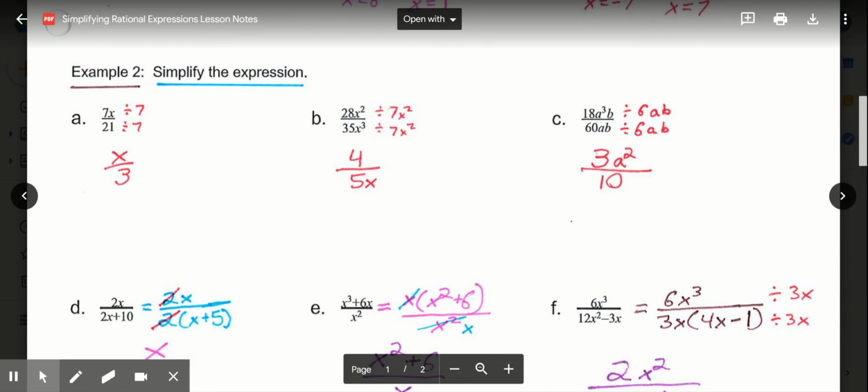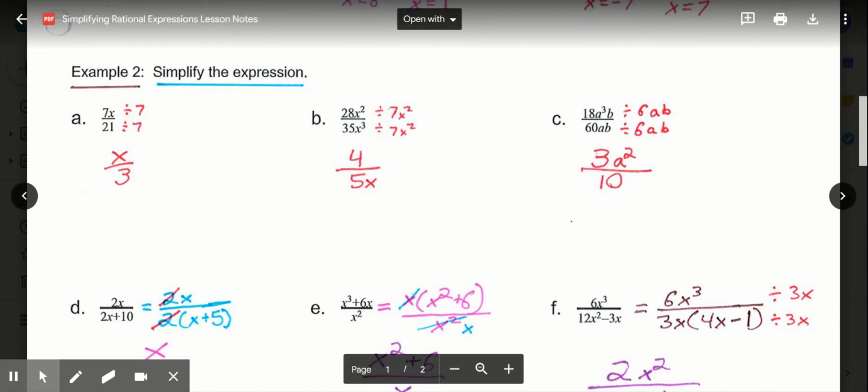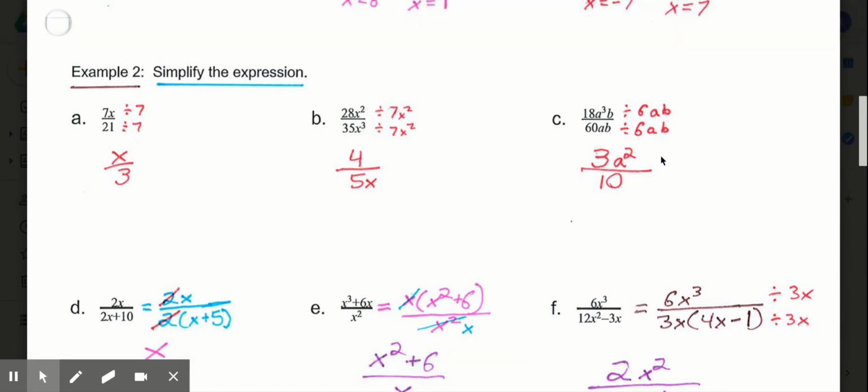And B, 28x squared over 35x to the third. In this case, both of them share at least x squared, so I know I can divide out an x squared. Then 28 and 35 both can be divided by 7. So our greatest common factor is 7x squared, we divide top and bottom both by that, and we get 4 over 5x.